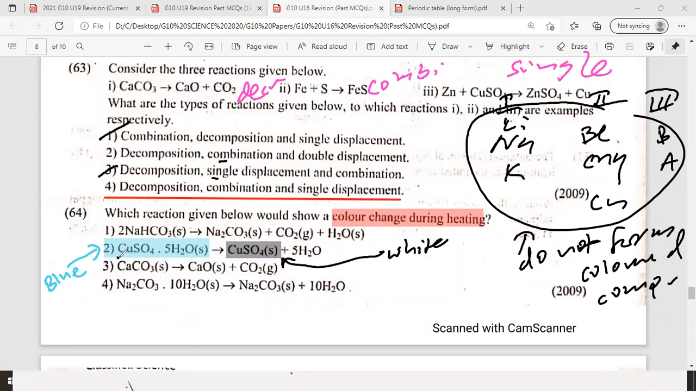Why is it blue here? Because of copper, not because of sulfate. Because of copper it's blue. So on the other side, it's because of copper and the water molecules, water with copper, blue.